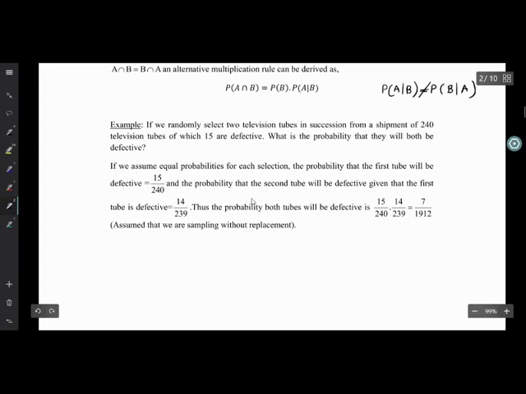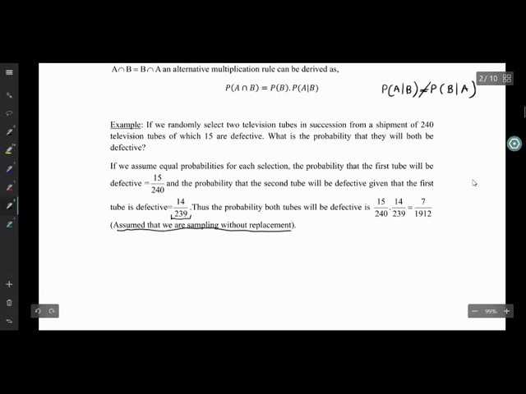Now if we assume equal probabilities for each selection, since there are 240 total tubes and among them 15 are defective, the probability that the first tube will be a defect is 15 divided by 240. Now when we select the second one, assuming sampling without replacement, which means after you select the first tube, you are not going to put it back, you keep it away. When you pick the second tube, since we already picked one, there are only 239 remaining tubes.